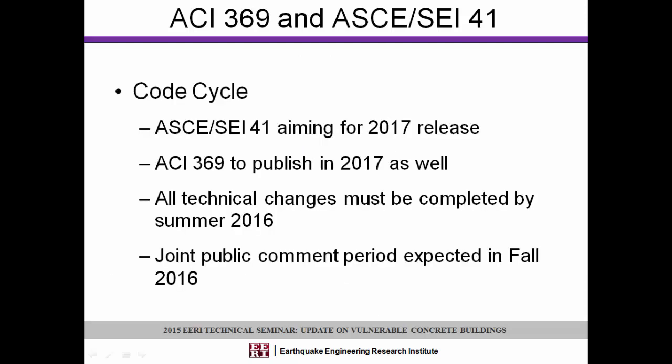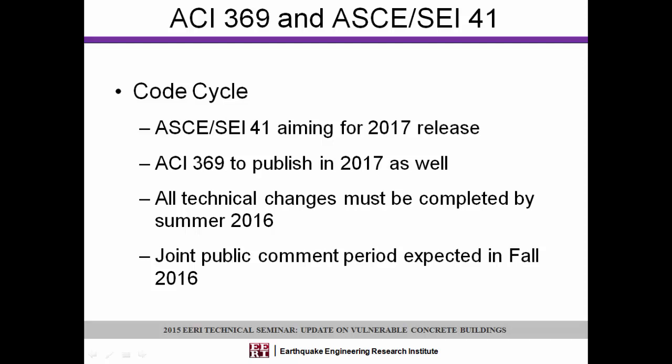So what is our code cycle looking like? ASCE 41 has decided to go for a 2017 cycle, to match up with ASCE 7 and other standards and codes, which pushes us also to publish ours in 2017. What that means is that all technical changes must be completed by summer, and since the MOU was signed in early 2014, that gives us very little time in the code cycle to get things going.